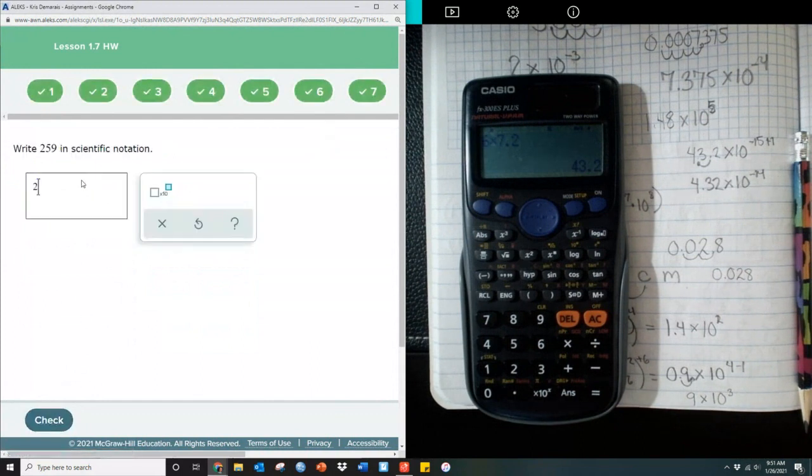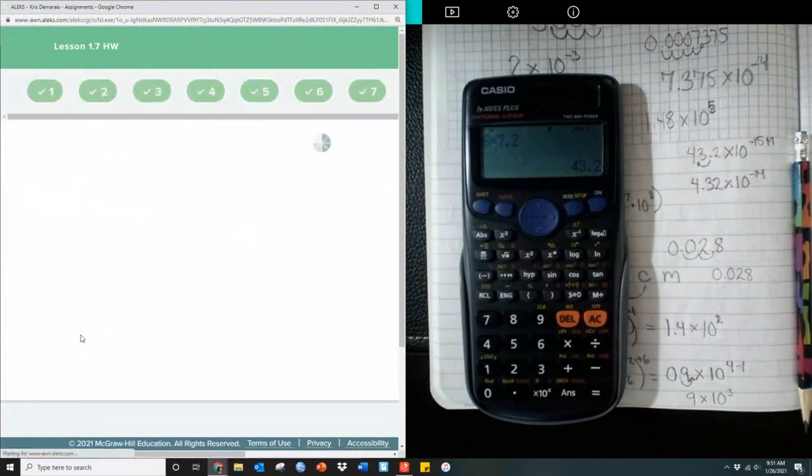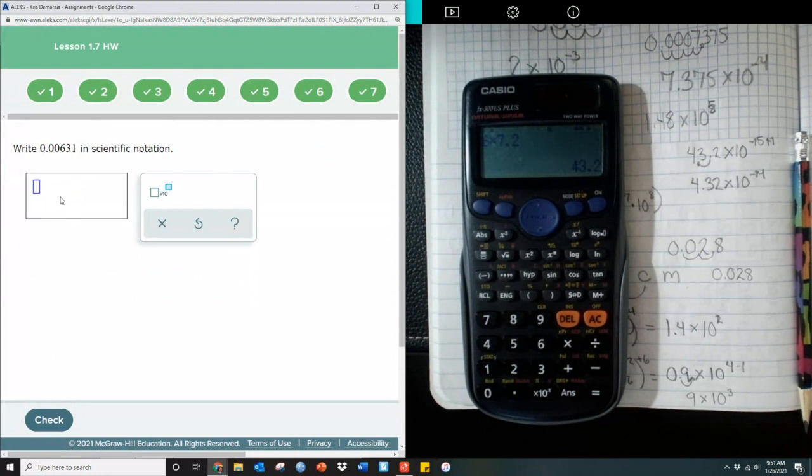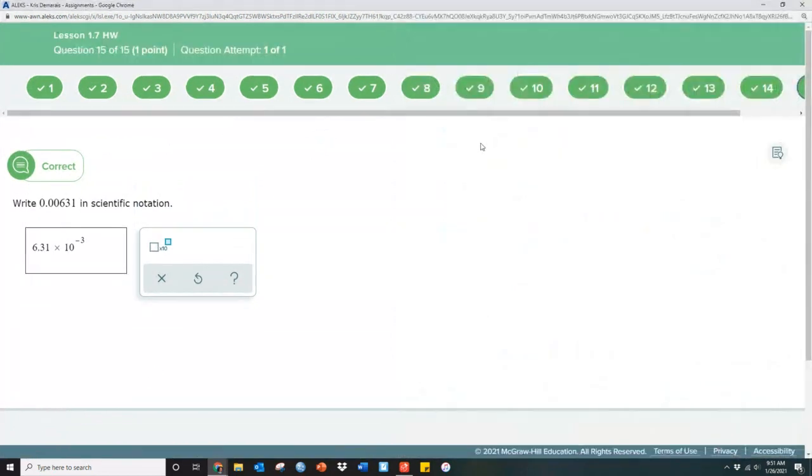All right, this is 2.59. I had to move the decimal point over 2 times. Therefore, I have to put 2. All right, I see 3 zeros. So look how fast this is moving. Make sure you put the negative in there when you see 3 zeros. All right, and that concludes this lesson about scientific notation.